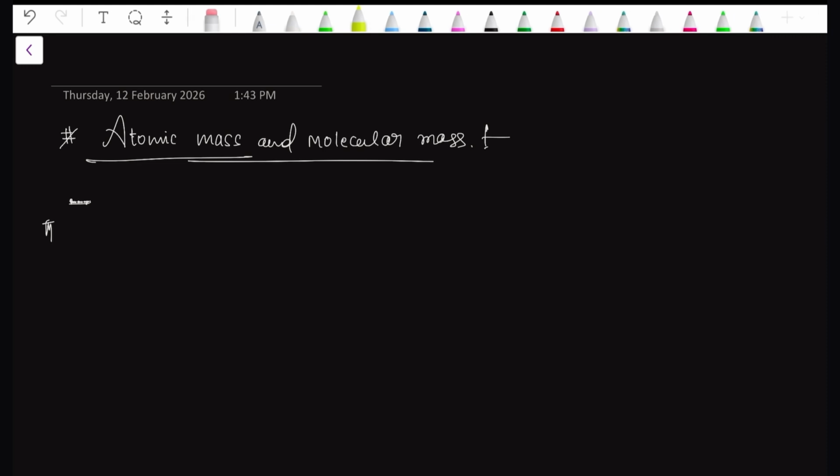Today I am going to discuss one of the most important topics of the entire physical chemistry, that is atomic mass and molecular mass. I am damn sure if you are not able to remember and understand these things now, you will not be able to solve a single question from physical chemistry. My humble request, please focus more on this.